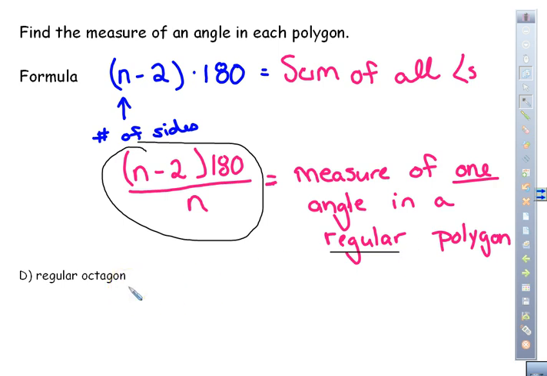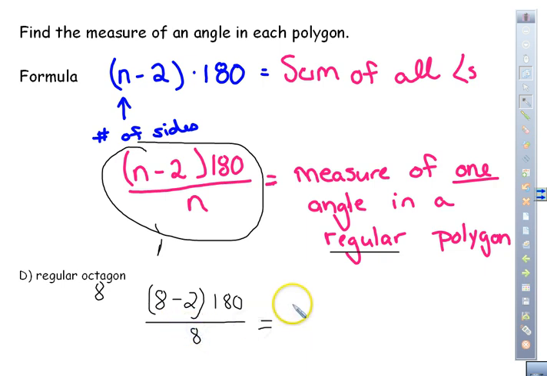Okay, so when I do this, a regular polygon, for some reason my MobiPad's not working here. Well, we'll try this. So I have a regular octagon, okay, and a regular octagon has 8 sides. So we're going to plug that in. 8 minus 2 times 180 degrees, over the 8 sides.